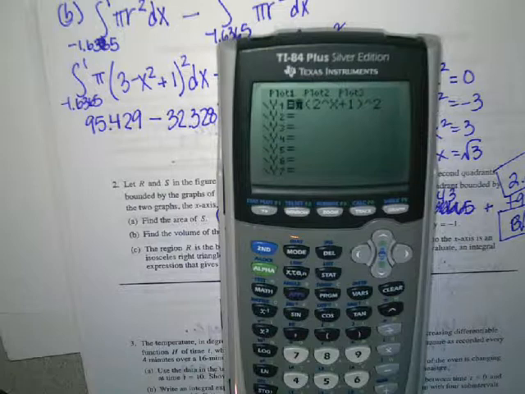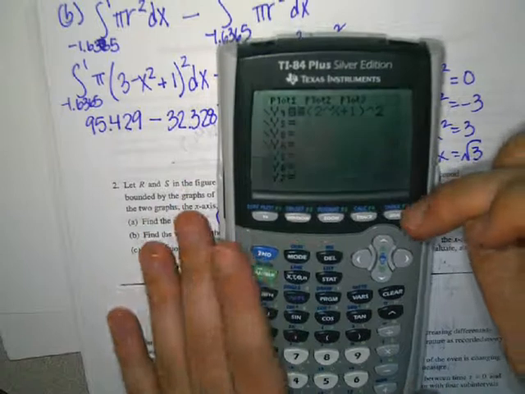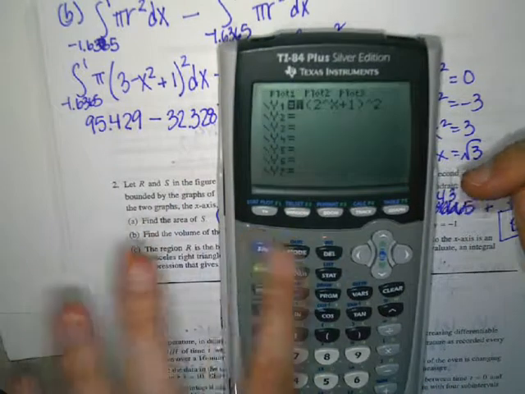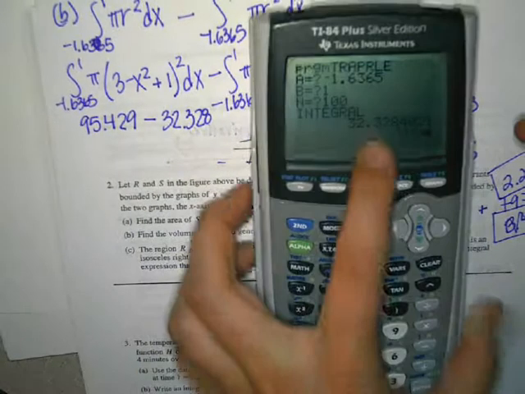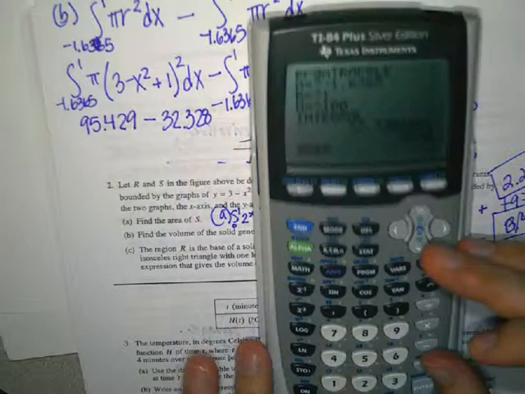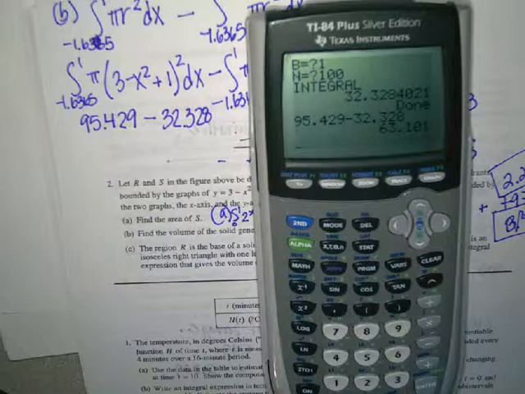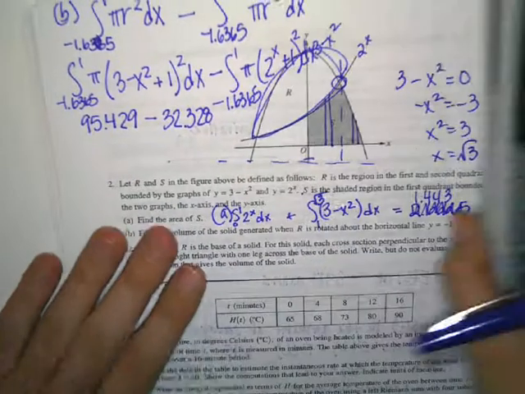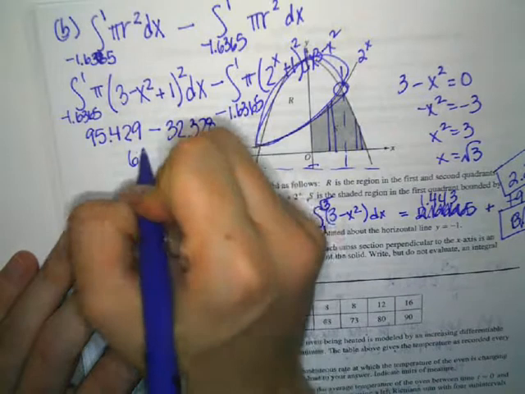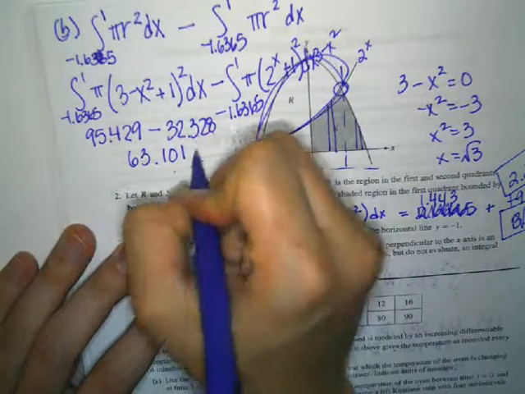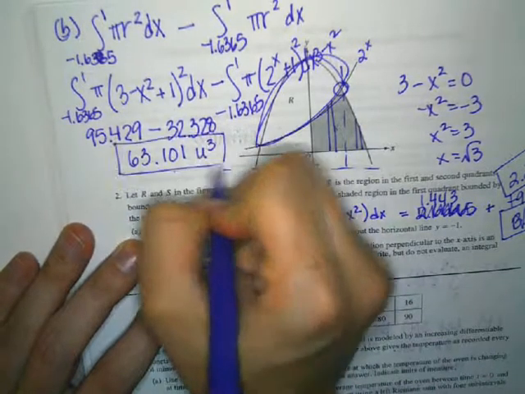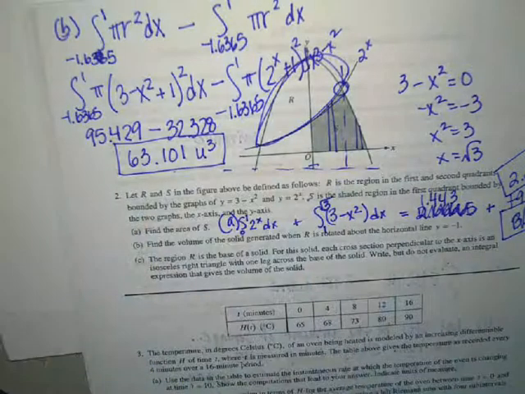I think all I did was forget to square it. So you get 32.328, and then if you subtract 95.429 minus 32.328, you should get 63.101. Yay. Cubic units. Well, actually I got 102, but that's fine.